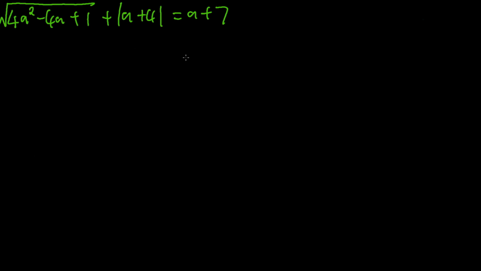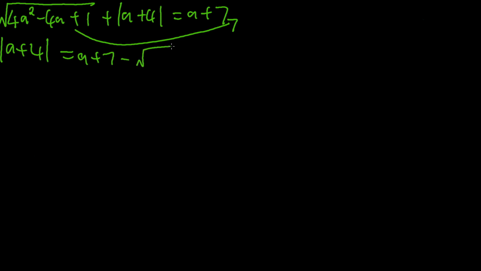Now, when starting with something and you see an absolute value, you should try and keep the absolute value on one side all by itself and everything else on the other side. So as you can see, we can just leave this on the left side, the absolute value of a plus 4, and move this over to this side by making it negative. So then you get the absolute value of a plus 4 is equal to a plus 7 minus the square root of 4a squared minus 4a plus 1.